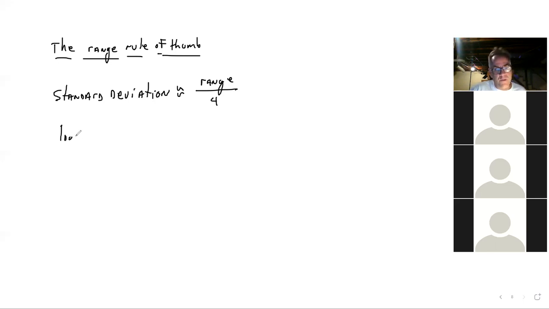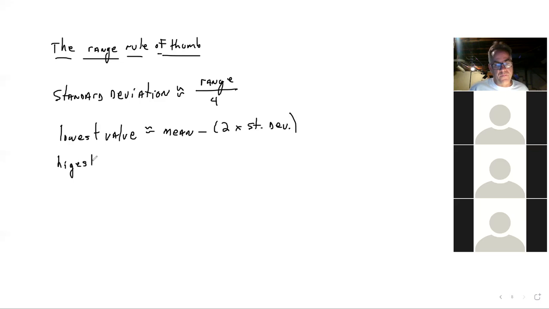Your lowest value, if all you know is the standard deviation, is approximately the mean minus 2 times that standard deviation. I'm going to abbreviate that. And the highest value, so you've got to know the mean as well, is the mean plus 2 times the standard deviation.